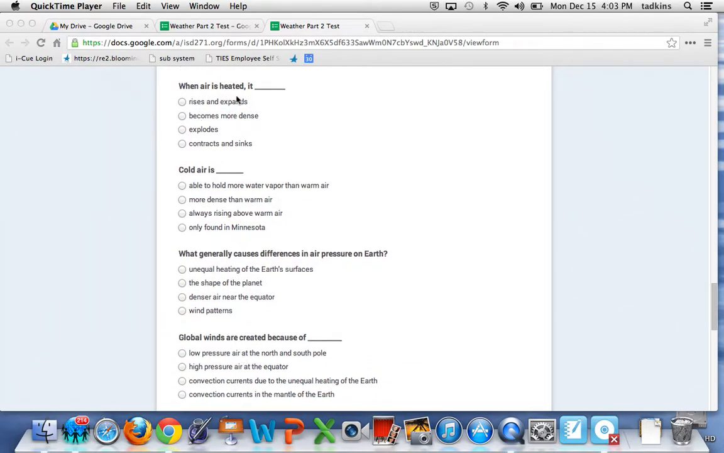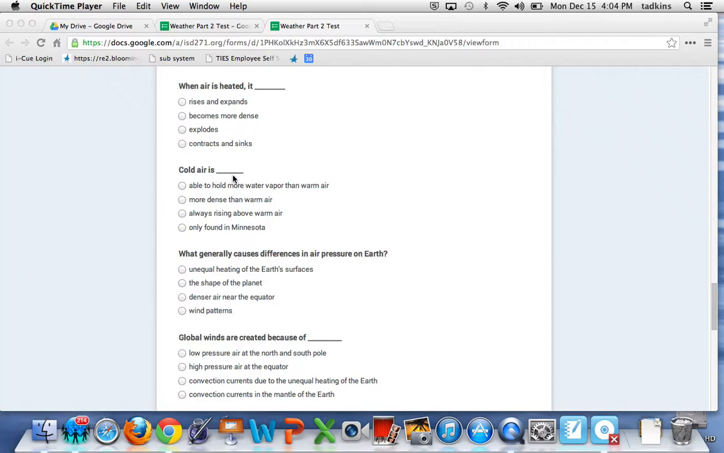When air is heated, it blank. When air is heated, it rises and expands. When air is heated, it becomes more dense. When air is heated, it explodes. When air is heated, it contracts and sinks.